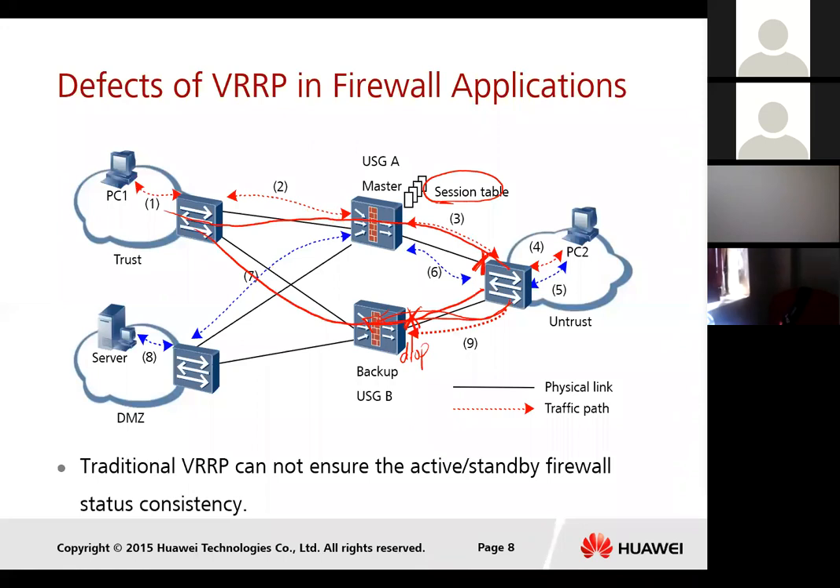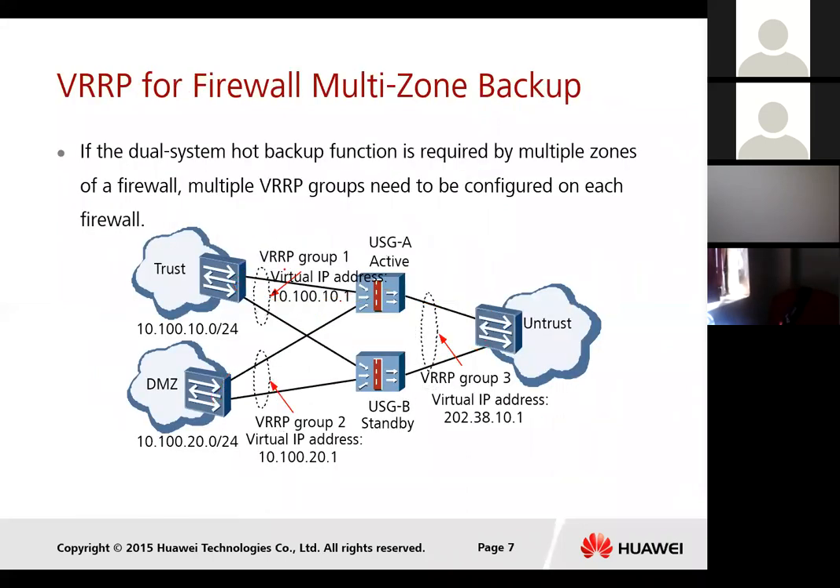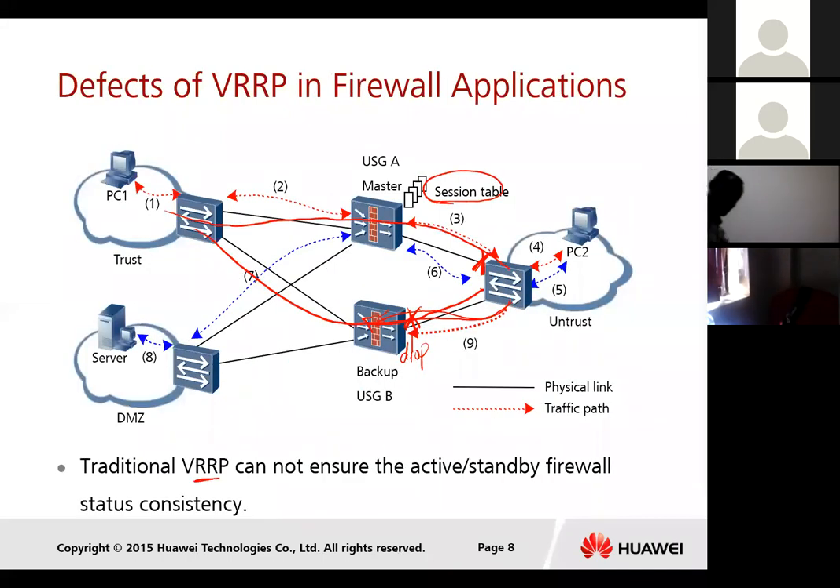What it means here is that the traditional VRRP cannot ensure active/standby firewall status consistency. Let me go back one slide earlier. So this is one group, this is one group, this is one group. This is the active, this is the active, this is a backup, this is a backup, active, backup. So when one of the groups detects the link failure, this one changes to active. But it will not trigger group number 1 and group number 2. They are not able to trigger the change of my group 3. So you see that the link switchover is not consistent. That is the disadvantage of traditional VRRP. It cannot ensure the active/standby firewall status is consistent.